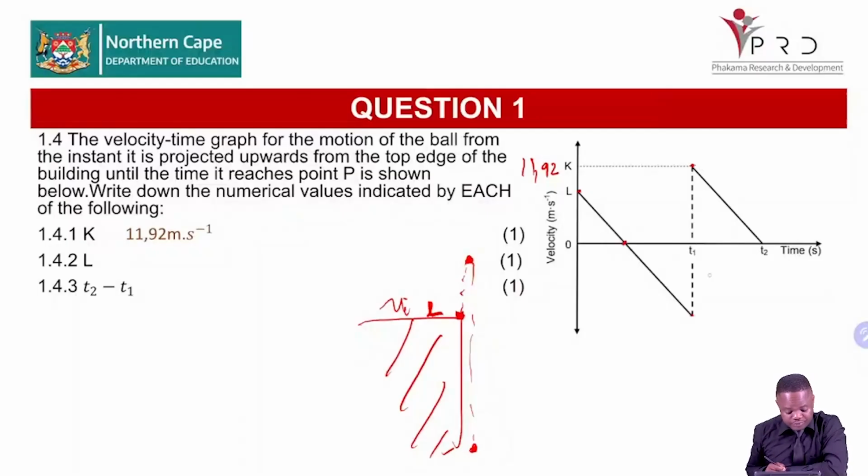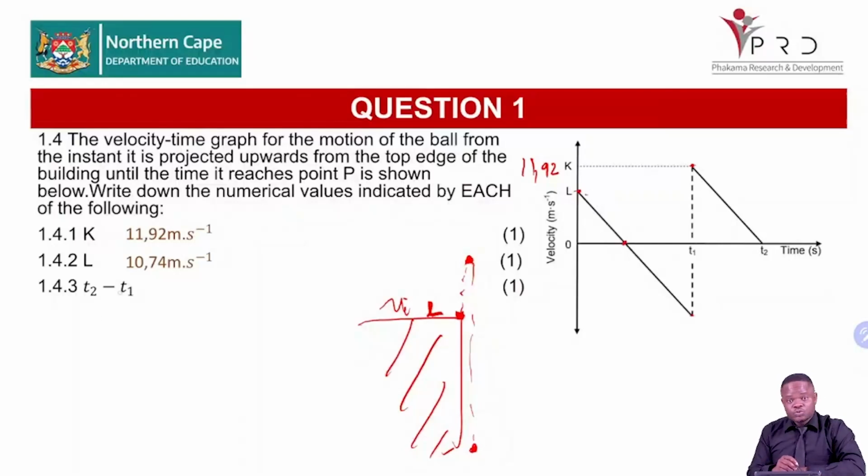Okay, grade 12. So what does it mean? What is our L? Our L, remember, this is the speed with which our ball was projected upwards, and we're saying we got a value of 10.74 meters. The speed with which our ball was projected.